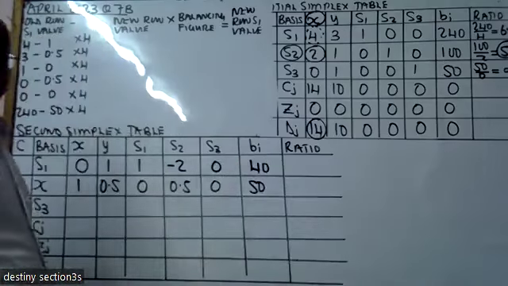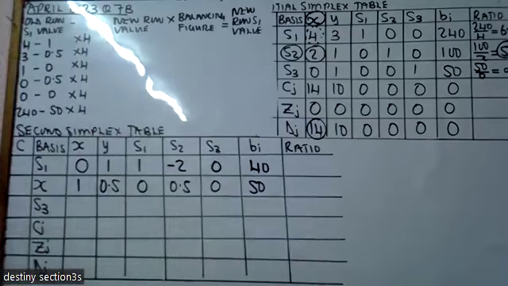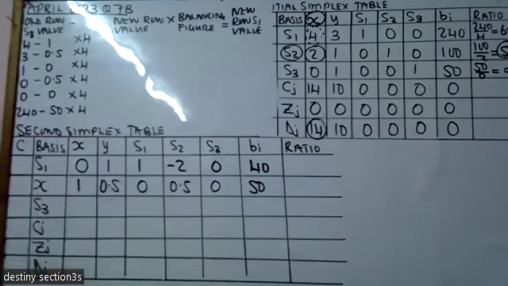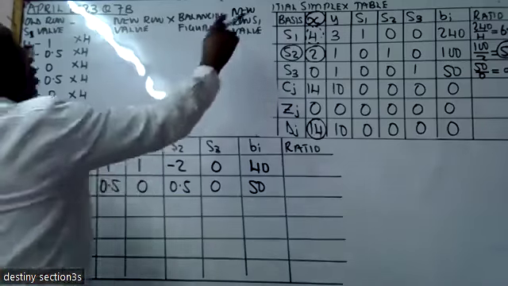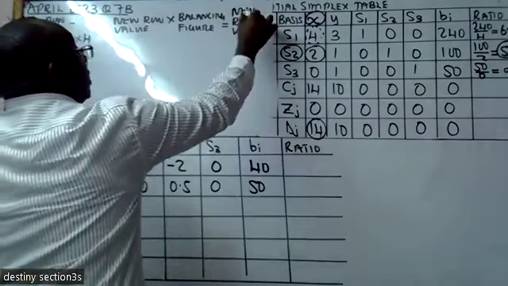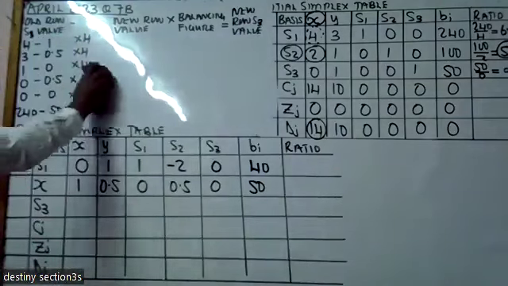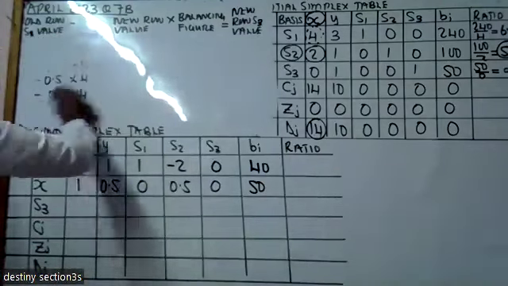Sasa, let us do the same now for S3, old row S3. So the formula now will be old row S3 minus new row value times balancing figure is equal to new row S3. New row S3.